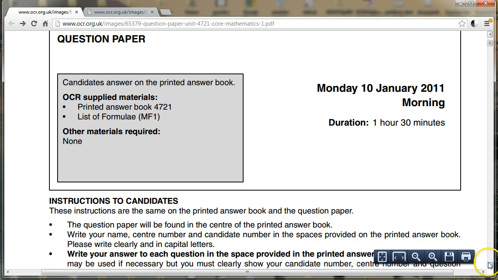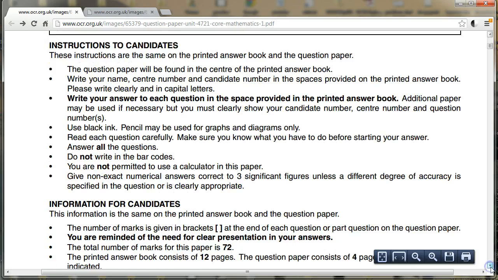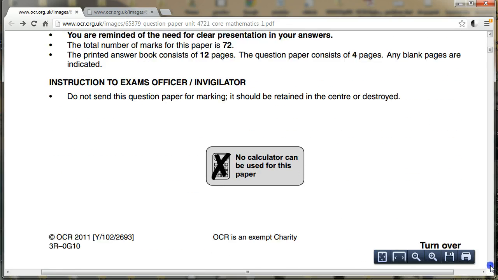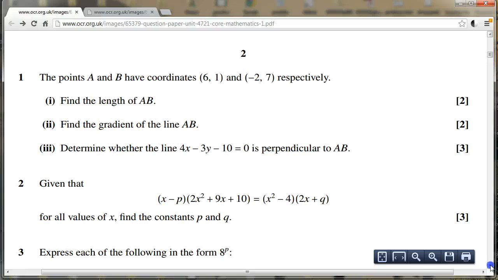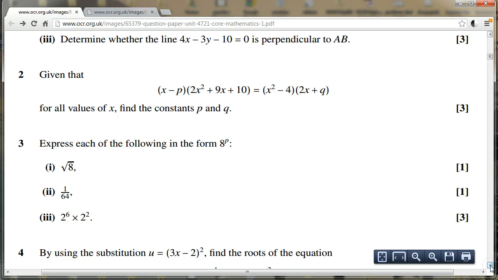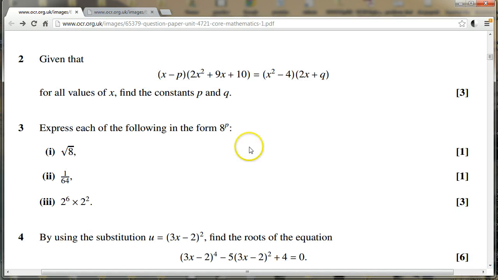So let's have a quick look at the paper, and see what order we'd like to do the questions in. It's a 90-minute examination. All the instructions are on the first page. Question 1 is a nice coordinates, length, gradient, equation of a line question. Nice easy question, a good one to start with. So it's appropriate that that is the first question in the paper.